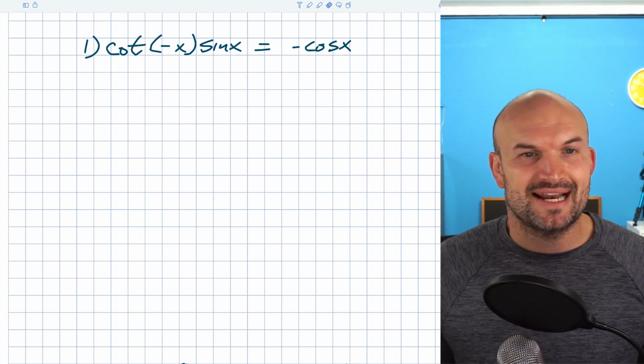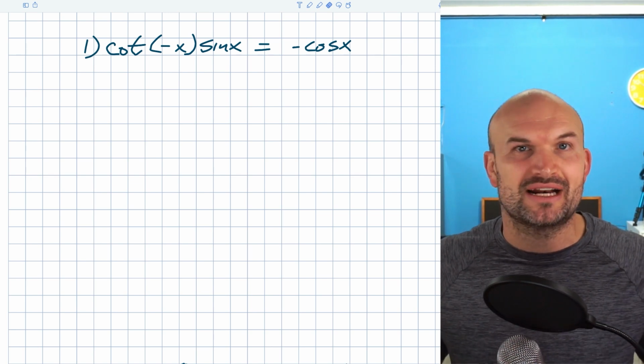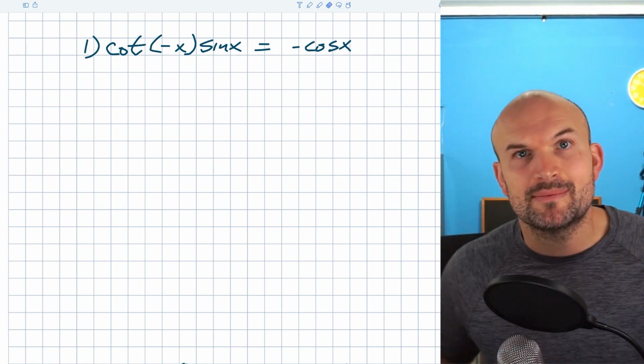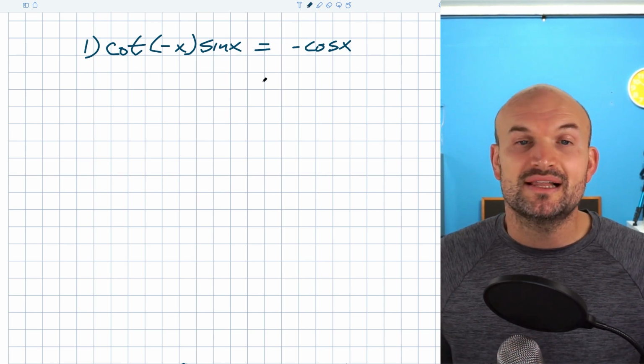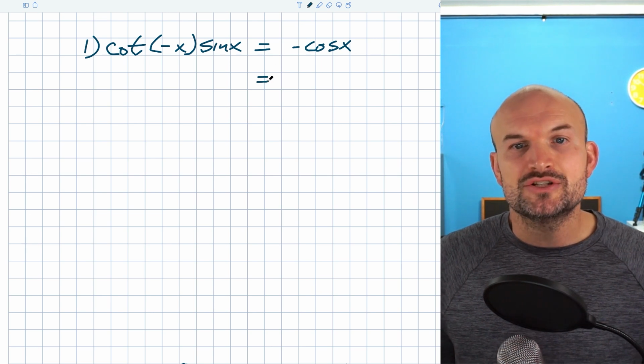rather than taking cosine and then rewriting it as a cotangent of negative x times sine of x, right? What I want to do is think about how I can simplify this left hand side. So we're just going to focus on one side at a time. I'm just going to work on the left hand side and think about what are some things that I can do to this left hand side.